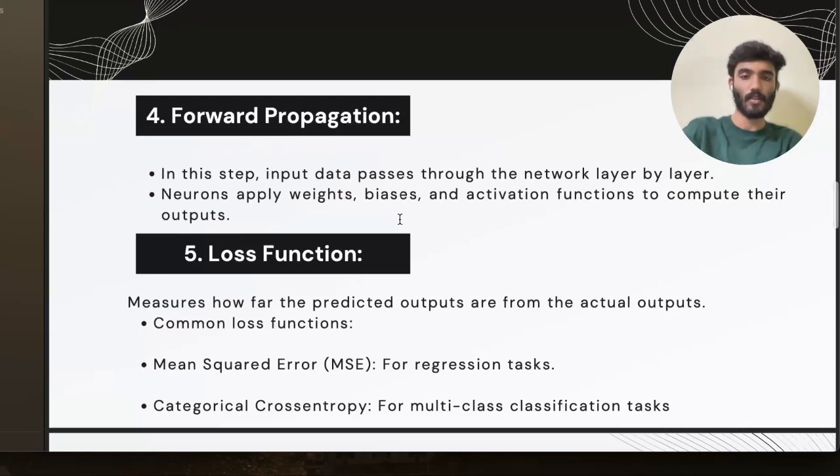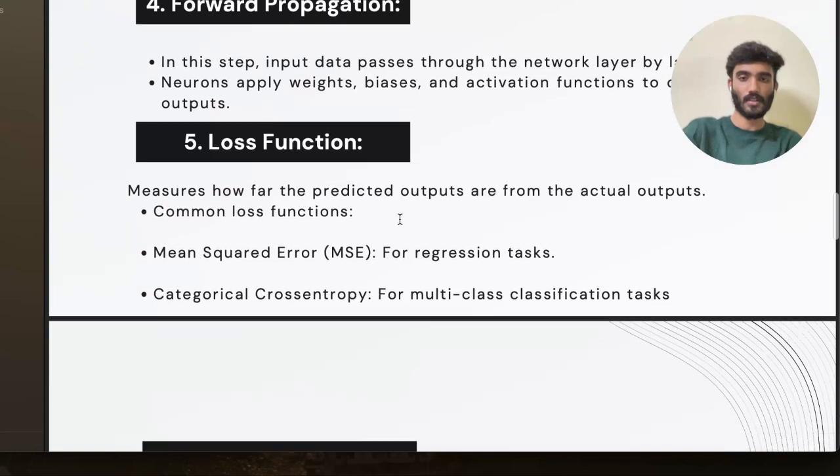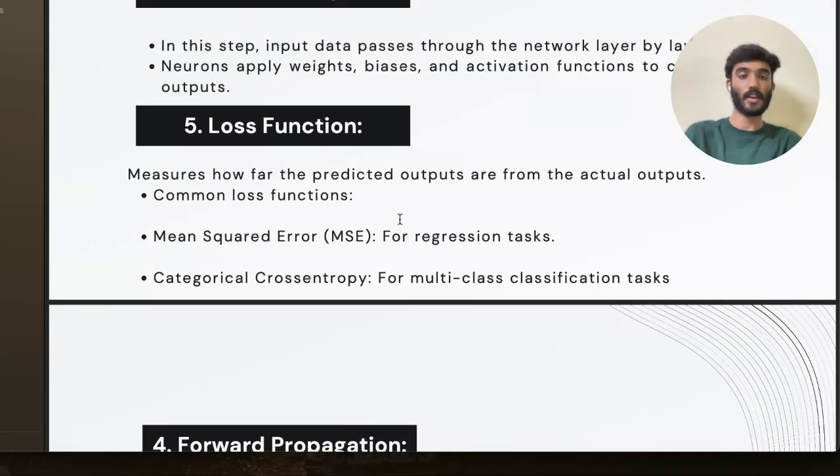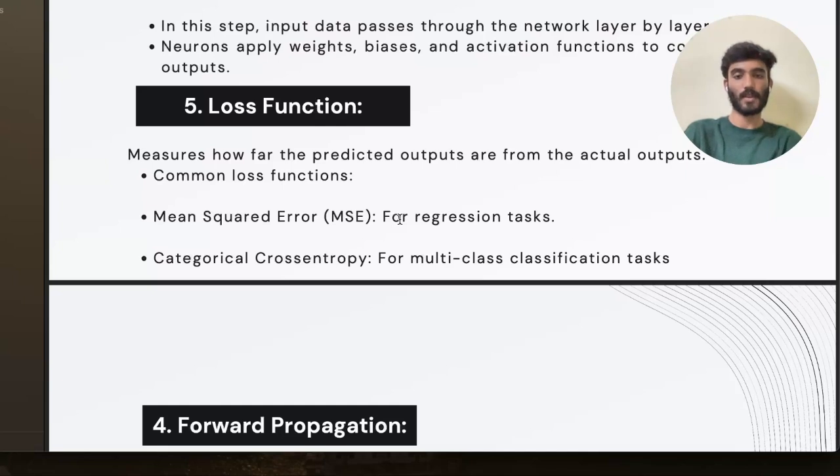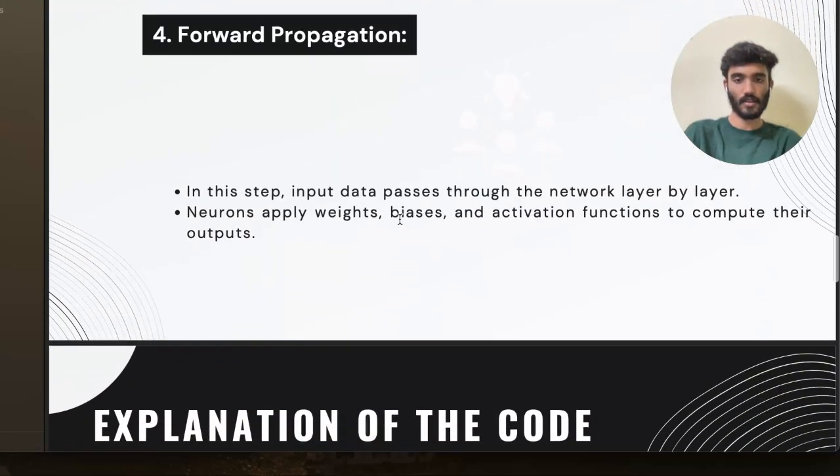Next we have loss functions. They measure how far the predicted outputs are from the actual outputs. Common loss functions: mean squared error, MSE, for regression tasks, and categorical cross entropy for multi-class classification tasks.